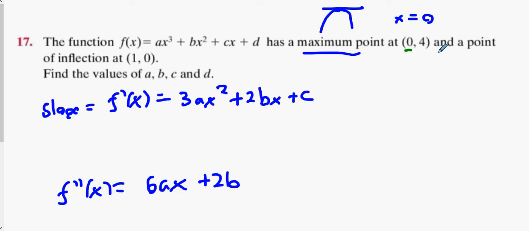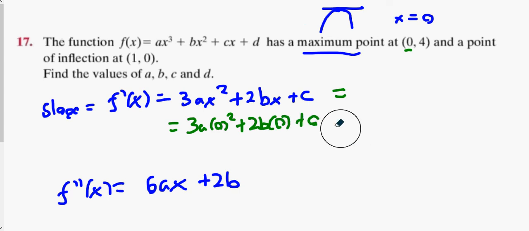That if I sub in x equals 0, that's the location of the maximum, and that means there's no slope. So if I sub in 0 for x, the answer will equal 0, won't it? Because it has no slope. What does that tell you about your c value? Who got the c value as 0? Right, good man.